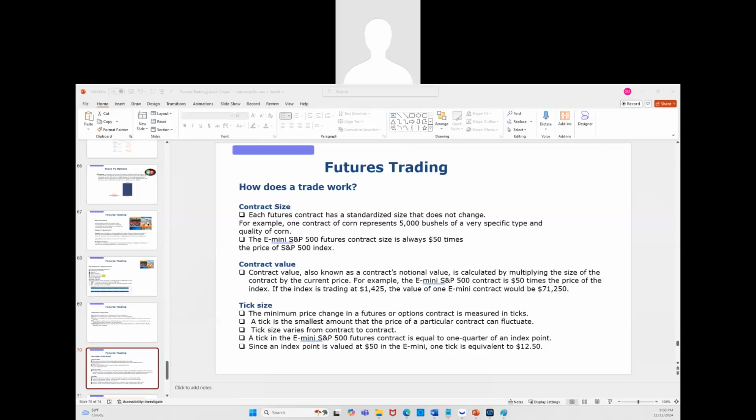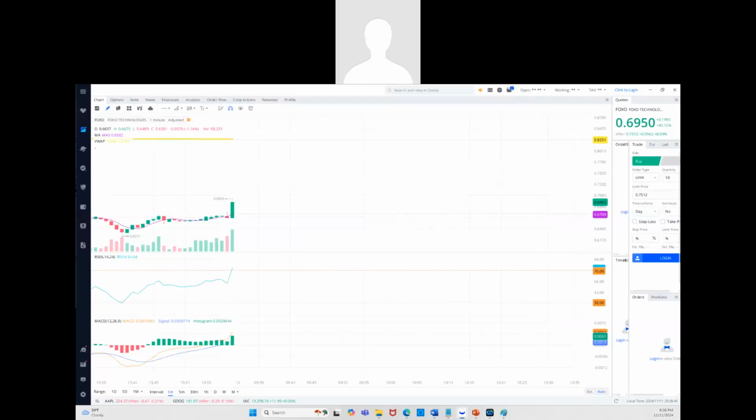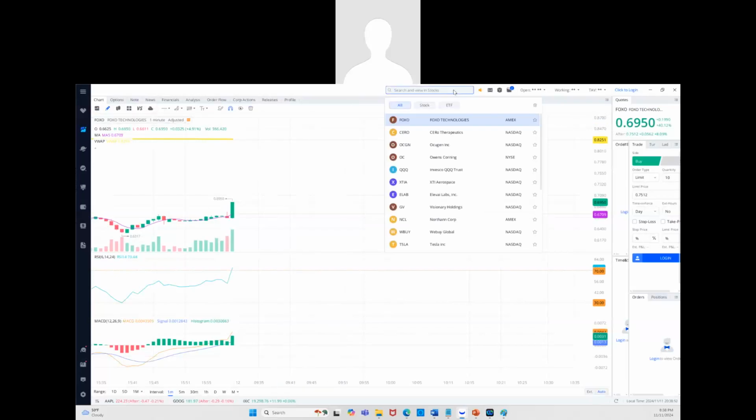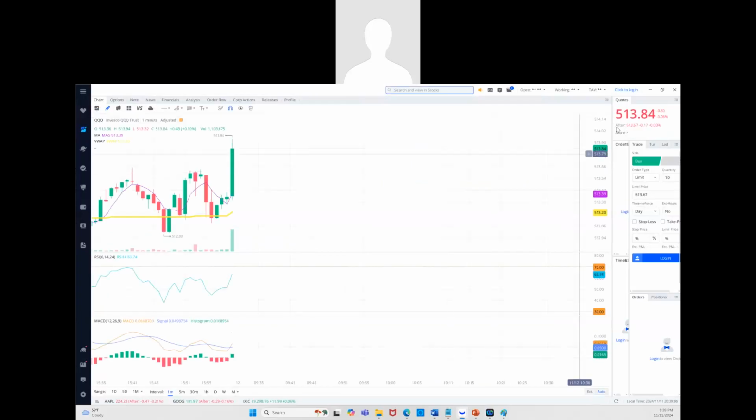I'll show you an example so you understand, right? This is what I trade. This is the index that I trade. I trade QQQ, this one. You see it, right? Yes, I see it, NASDAQ. I trade NASDAQ, and this is NASDAQ today. NASDAQ is 513, right? Multiply 513.84 times 50 and let me know what it is. But that's a lot of math. It's very easy. 513.84 times 50.